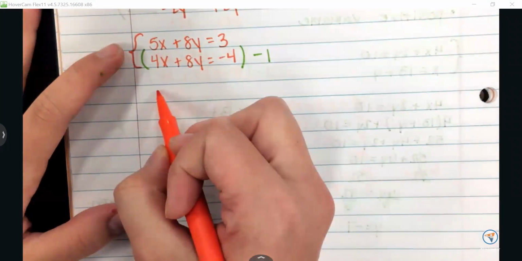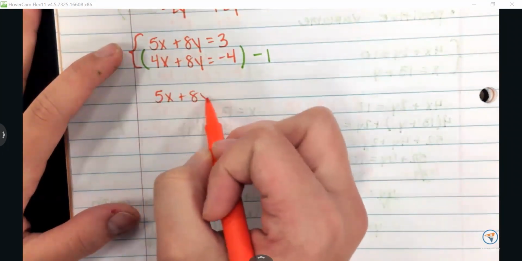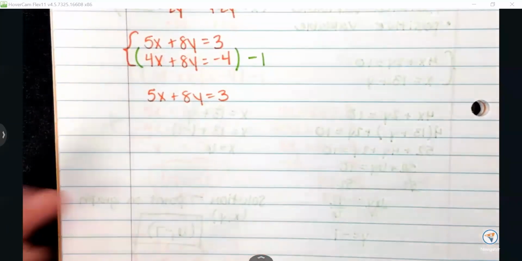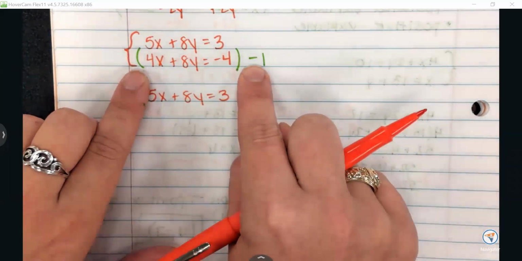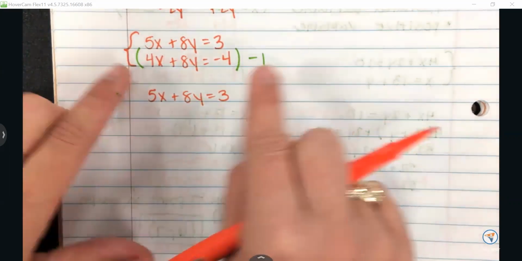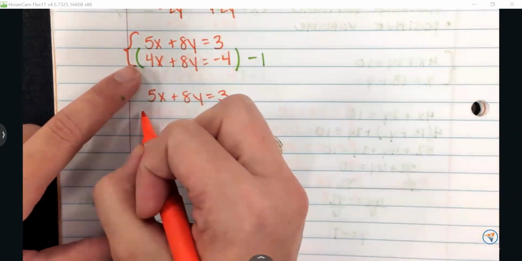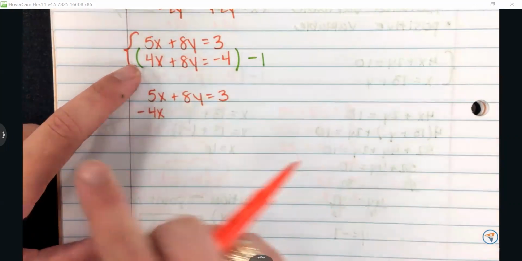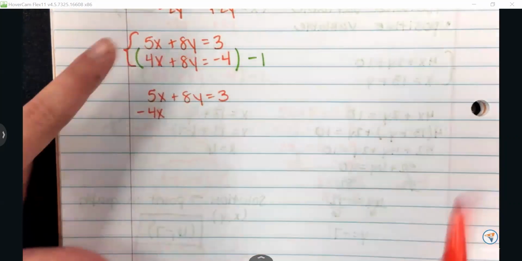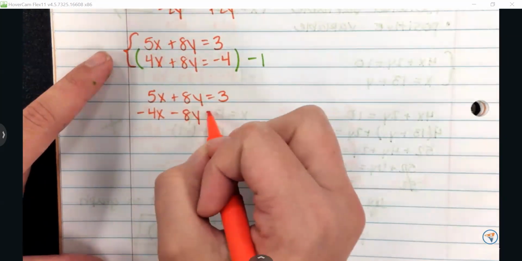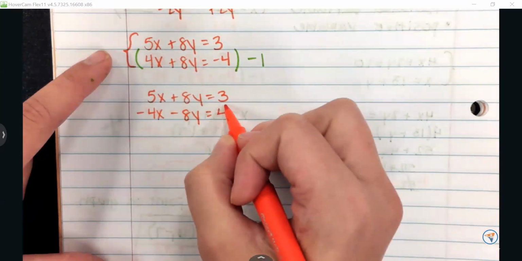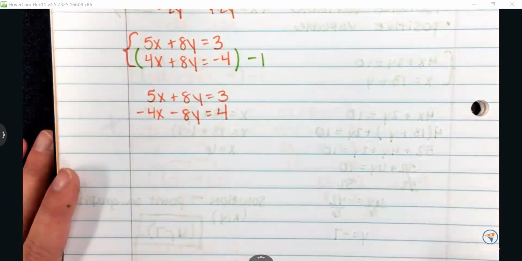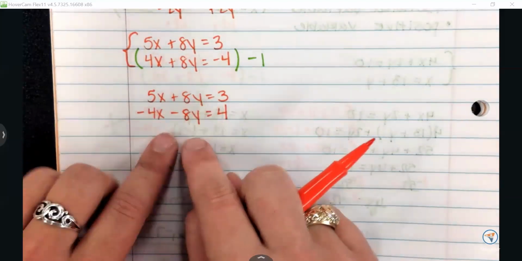I'm going to rewrite my first equation. 5x plus 8y equals 3. And now I'm going to get a new equation. How do I get this new equation? Because I'm multiplying by negative 1. So what is 4x times negative 1? Negative 4x. What is 8y times negative 1? Negative 8y. Equals, what is negative 4 times negative 1? Positive 4. Okay.